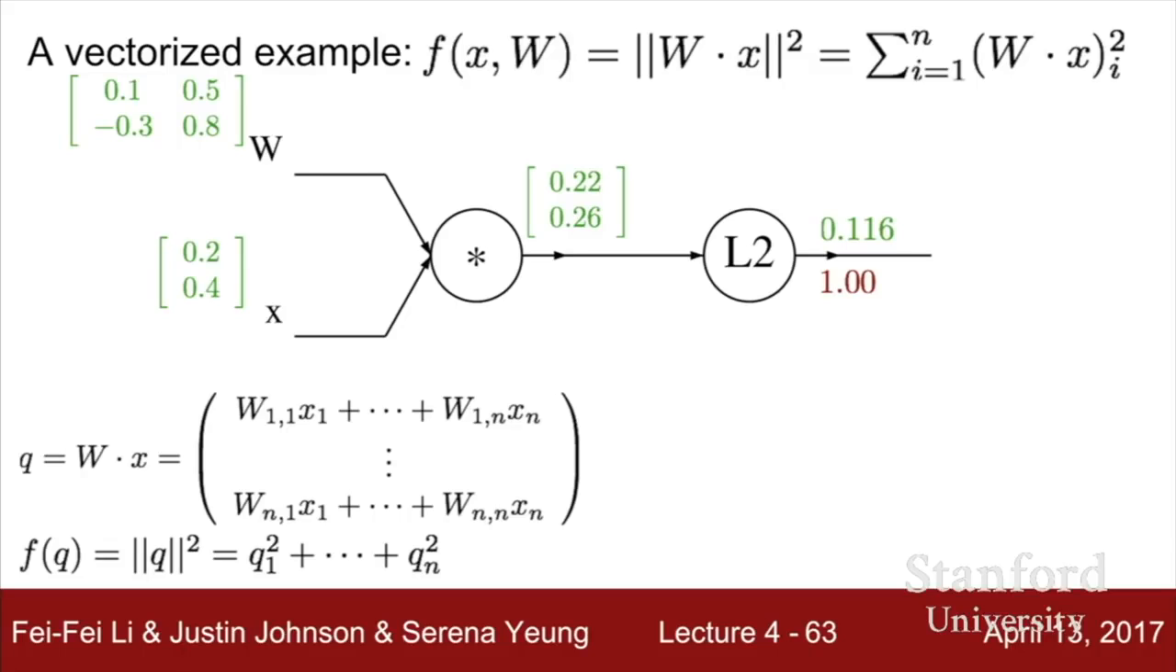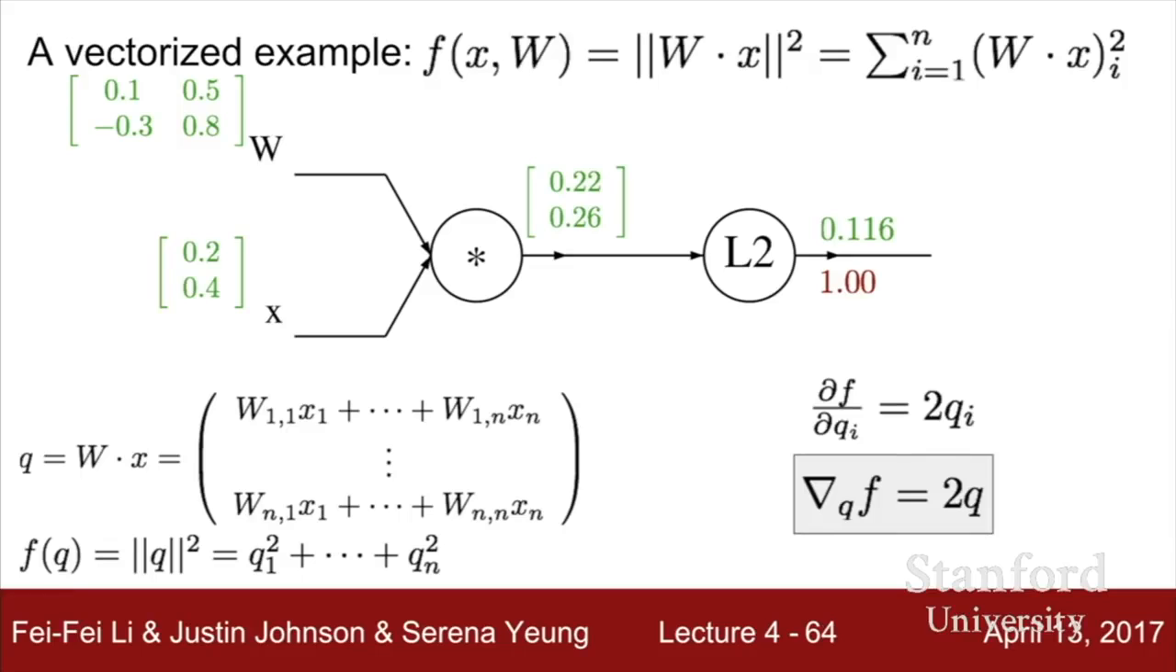Okay, so now let's do backprop through this, right? So again, this is always the first step. We have the gradient with respect to our output is just 1, right? Okay, so now let's move back one node. Now we want to find the gradient with respect to q, our intermediate variable before the L2. And so q is a two-dimensional vector. What we want to do is find how each element of q affects our final value of f, right?